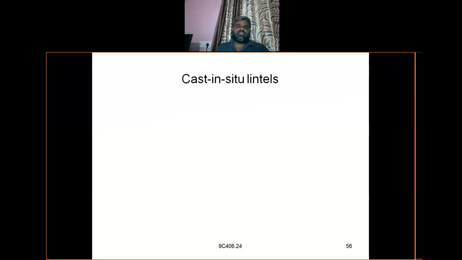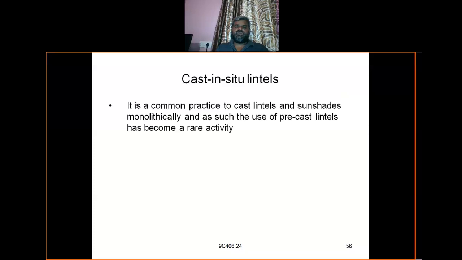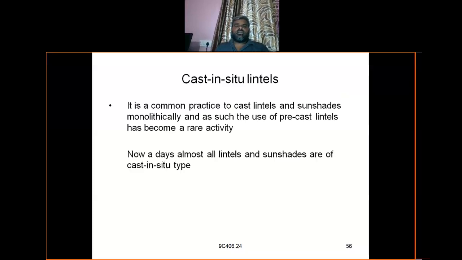Cast in situ lintels. It is a common practice to cast lintels and sunsheds monolithically, and as such, the use of precast lintels has become a rare activity. Cast in situ means lintels are cast at the site only. Precast means lintels are cast somewhere in a casting yard, transported to the site and fixed. Nowadays, almost all lintels and sunsheds are of cast in situ type.